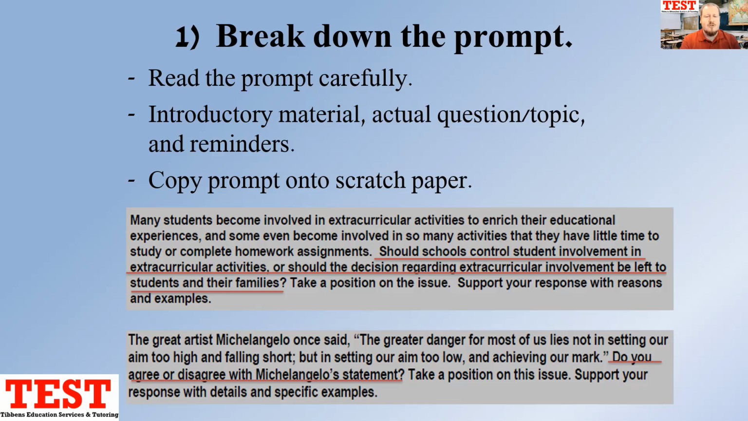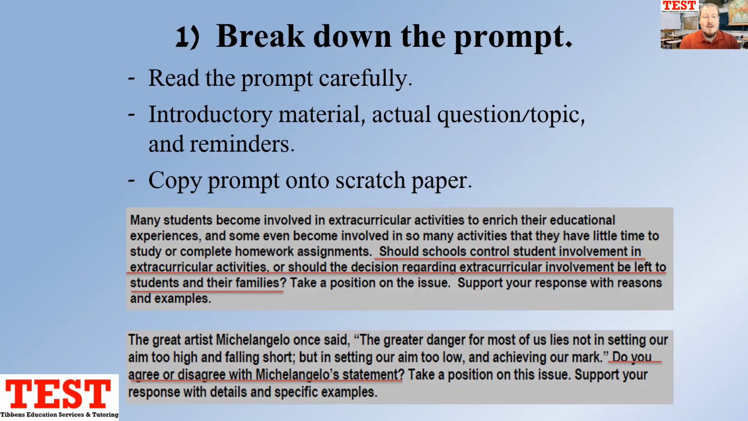The great artist Michelangelo once said, the greater danger for most of us lies not in setting our aim too high and falling short, but in setting our aim too low and achieving our mark. Do you agree or disagree with Michelangelo's statement? Take a position on this issue, support your response with reasons and specific examples. Notice how almost all the prompts end with those exact same two sentences. A couple of them slightly modify the wording, but they mean the same thing. You have to pick a side. You have to have clear reasons, notice it's plural, more than one body paragraph. And you have to have examples, concrete evidence that goes into each one of those.